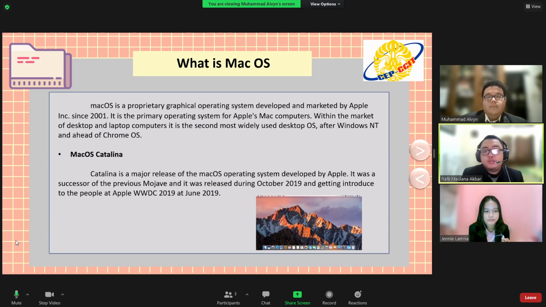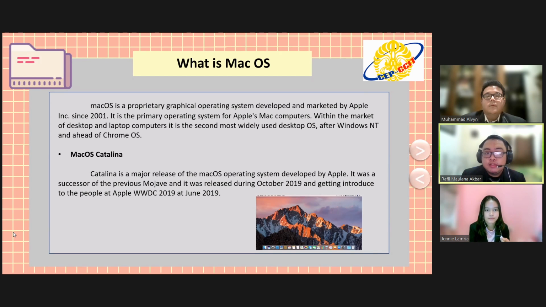Okay, what is macOS? macOS is a proprietary graphical operating system that is developed and marketed by Apple Inc. Since 2001, it is the primary operating system for Apple Mac computers within the market of desktop and laptop computers. It is the second most widely used desktop OS after Windows NT and ahead of Chrome OS.